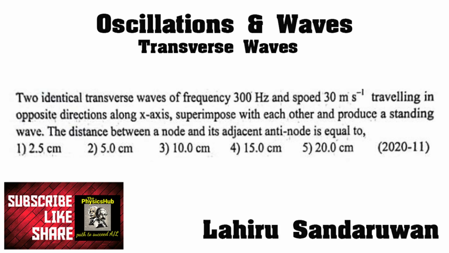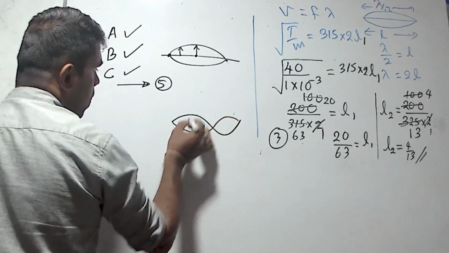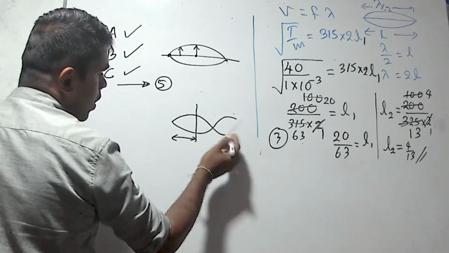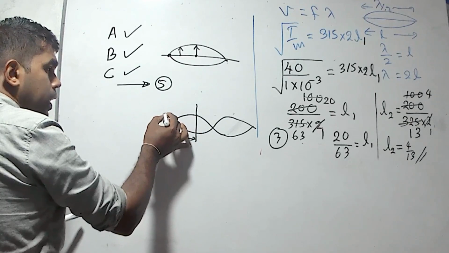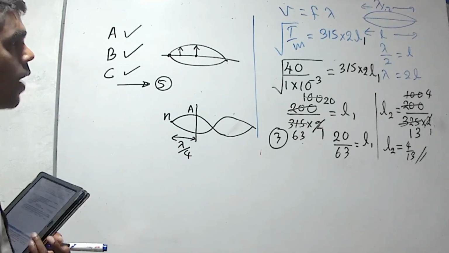Answer is 5. Two identical transverse waves of frequency 300 Hz and speed 30 meters per second, traveling in opposite directions along the x-axis, superimposed with each other, produce a standing wave. The distance between a node and its adjacent antinode is equal to what? The distance between a node and an adjacent antinode means this length. We have to find it in terms of wavelength. This one is a full wave. We know that there are 2 loops for a full wave. Then the distance between an adjacent node and antinode is 1/4 of the wavelength. Half of a loop means 1/4 of the wavelength.